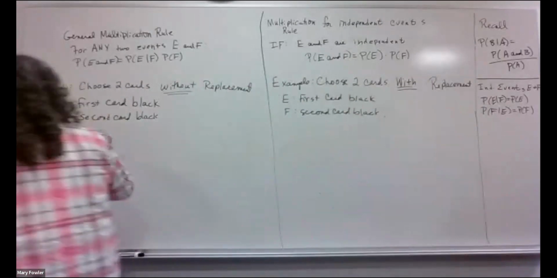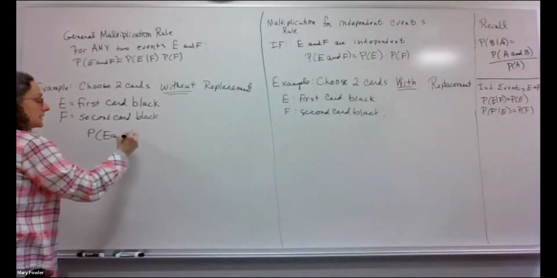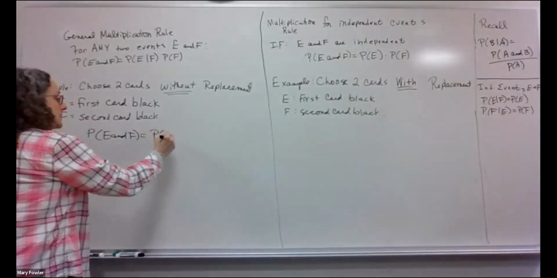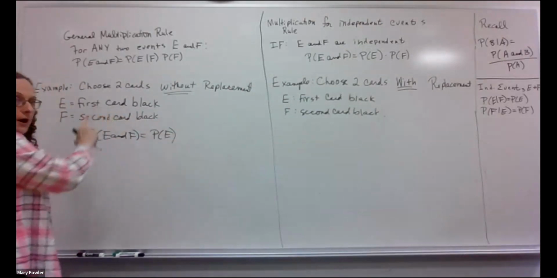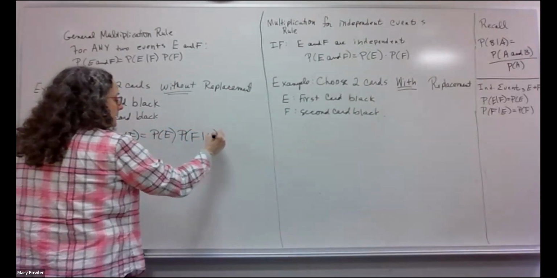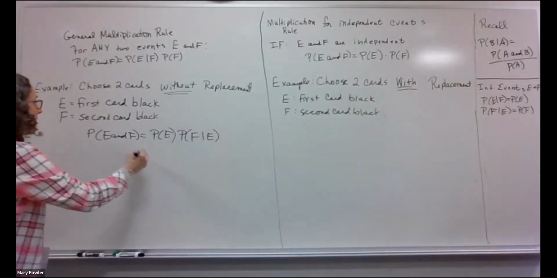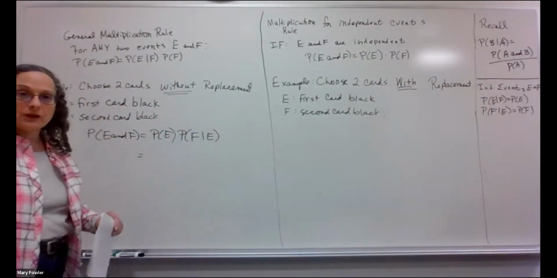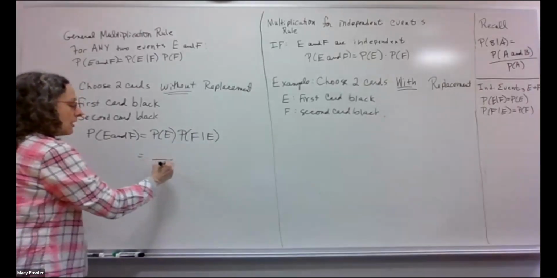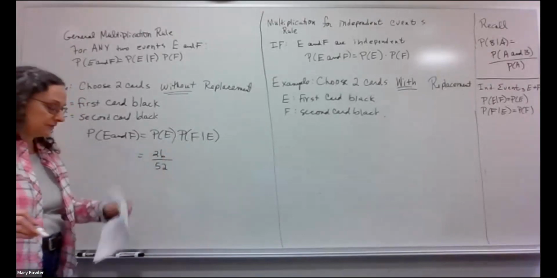Let's find the probability of E and F. And that is the probability of E, first card, times the probability of F given E. Okay, and so for the probability of choosing a black card in the first draw, there are a total of 52 cards. 26 of them are black, so it's 26 over 52.